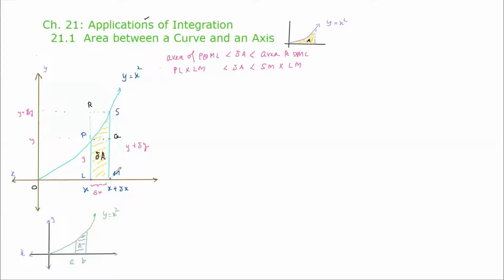So after this, we can see PL times LM. PL is a Y, right? So you write that as Y. Times LM, which is delta X. So you write it as delta X, less than delta A. Okay, and this one, SM, is Y plus delta Y. So just replace it: Y plus delta Y times LM. LM is delta X.